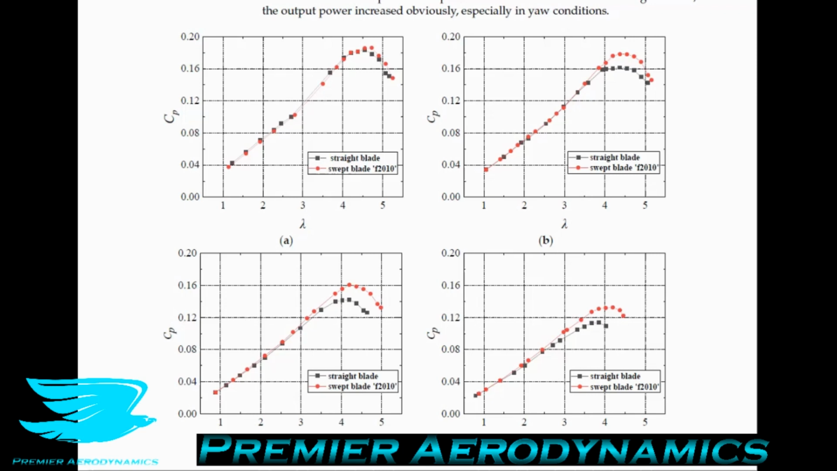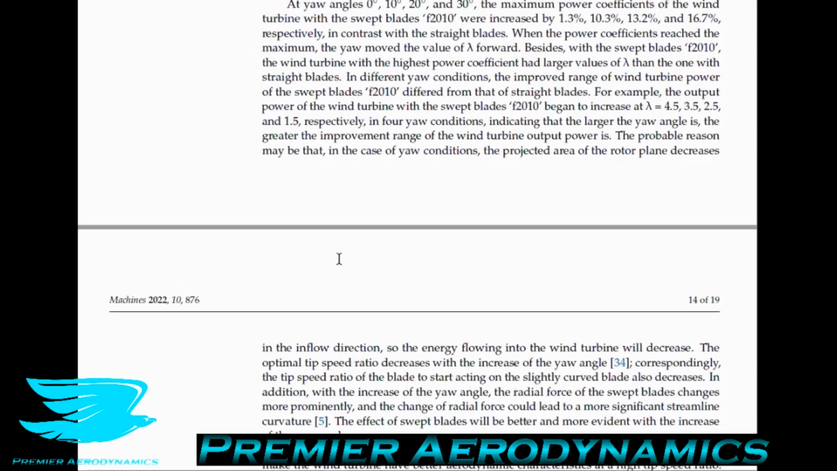So in other words, at slower rotational speeds, the swept blades were still producing a better output power than the straight blades with increasing yaw angle. That's what this means here. They say the probable reason may be that in the case of the yaw conditions, the projected area of the rotor plane decreased in the inflow direction. So the energy flowing into the wind turbine will decrease.